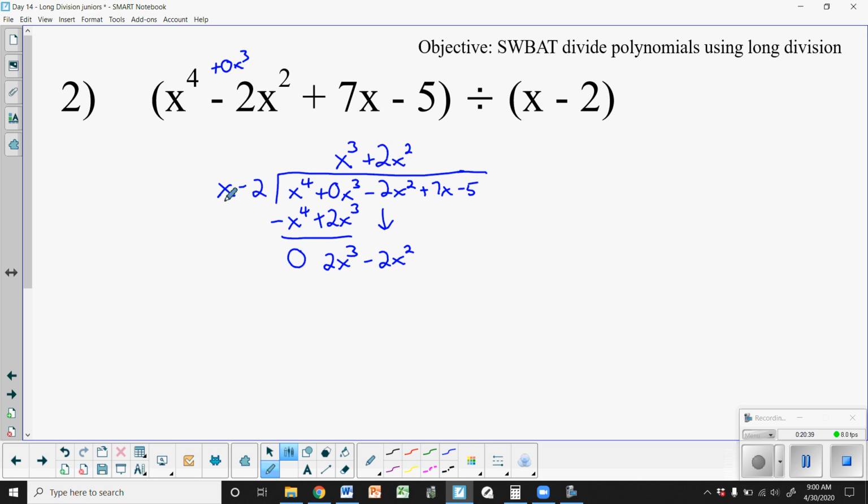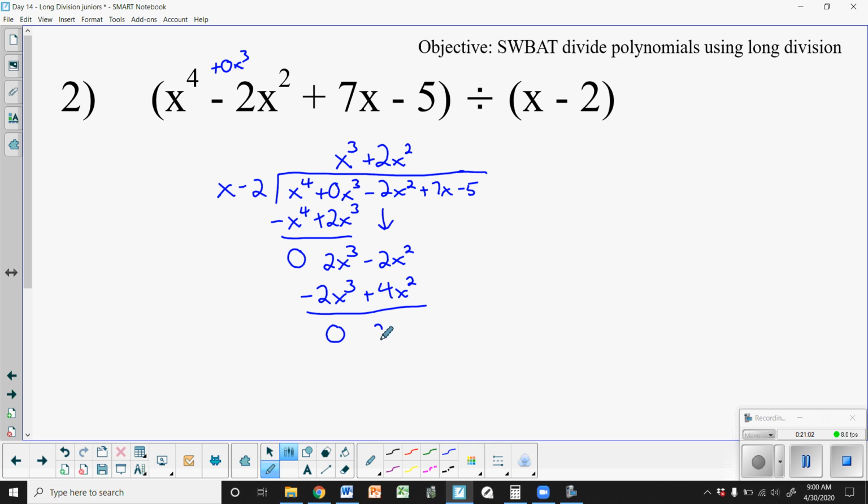2x squared times x is 2x cubed. We get back the same thing here. 2x squared times -2 is -4x squared. Now we do what? That's right, we switch the signs. And then we combine them.